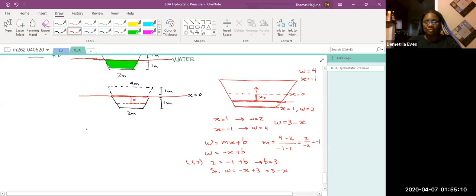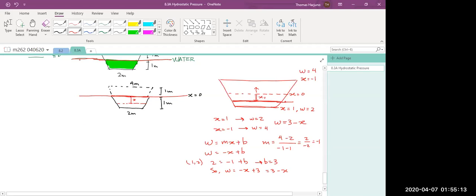We've got 5 minutes. I have a question. Why is the depth x if we're using x equals 0, x equals -1?